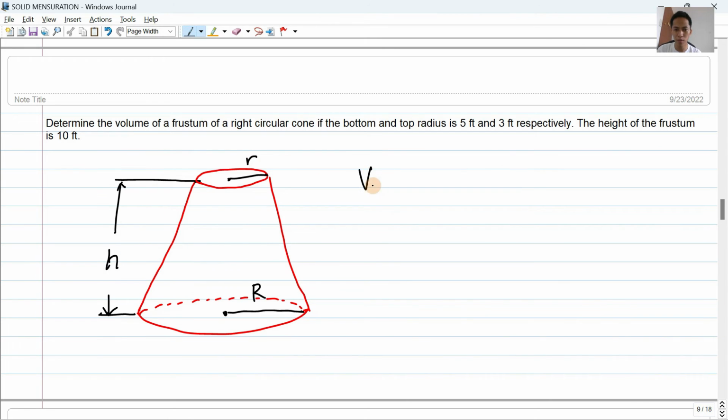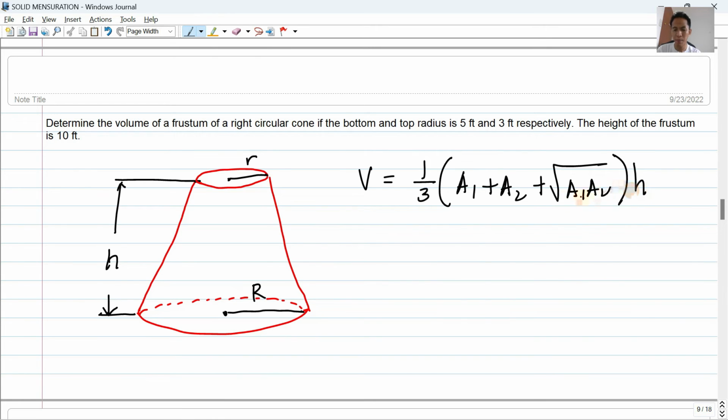So, we have here, volume of a frustum is equal to 1/3, okay? Area 1 plus area 2 plus the square root of A1, A2, times the height. Okay, ano yung A1, A2? A1 and A2 are the areas of the bases respectively. So, it's either kung top or bottom. Okay lang kahit magkabaliktad. So, in this case, ang R natin dito is 3 feet. And then, yung big letter R natin, which is the bigger radius, is 5 feet. And then, yung height natin is 10 feet.